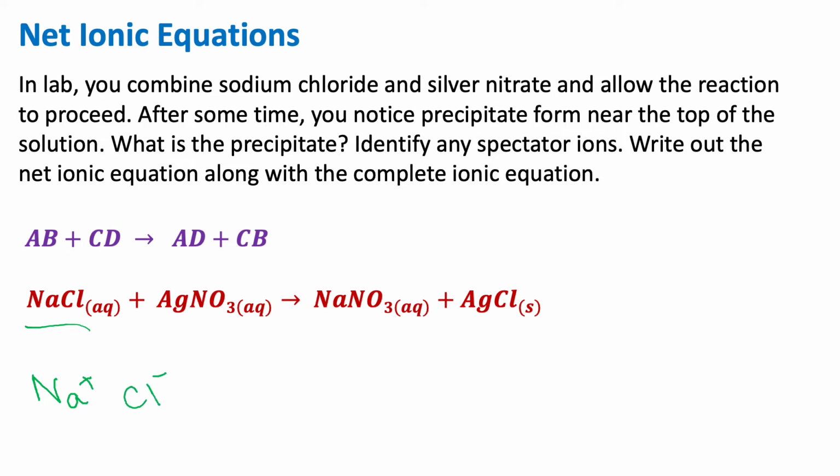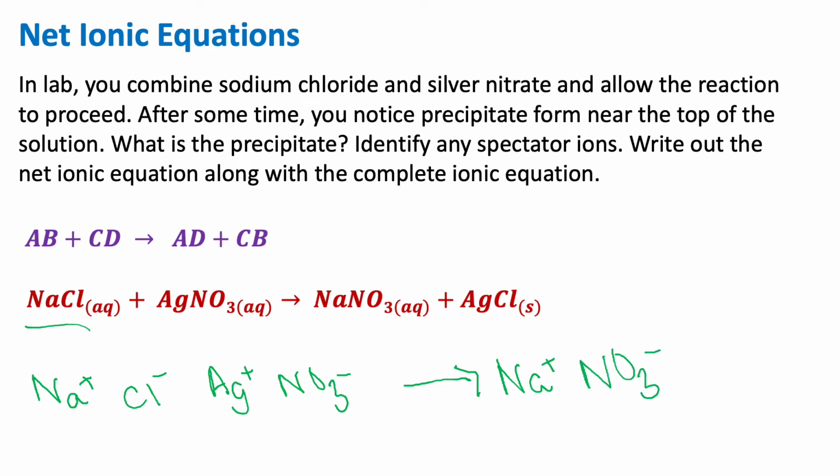Then for silver nitrate, we're going to get Ag+ and NO3−. And then on the other side of the reaction, we also have aqueous sodium and aqueous nitrate. Now, since silver chloride is a solid, it will not dissociate into its ions, so it will stay as AgCl, solid. So, what did we do? We essentially dissociated these molecules into their cations and anions because they're aqueous, they will dissociate, and we labeled all of their charges.